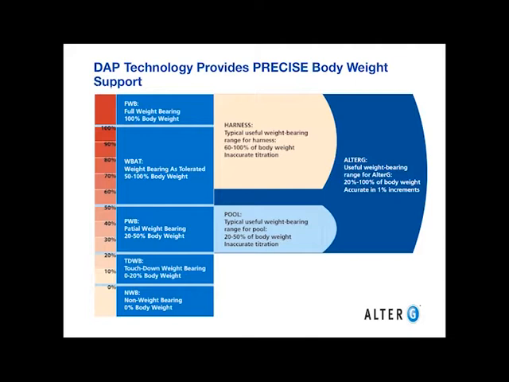At AlterG, because we're using air and because we can control it in 1% increments, we can cover that whole range. We can go from full body weight all the way down to 20% of body weight in those little 1% increments. So that one device covers your whole spectrum of patients. You don't need to get a harness if you already have a pool, and vice versa. You don't need to look for a pool if you have a harness. If you get the AlterG, you can cover this whole range.